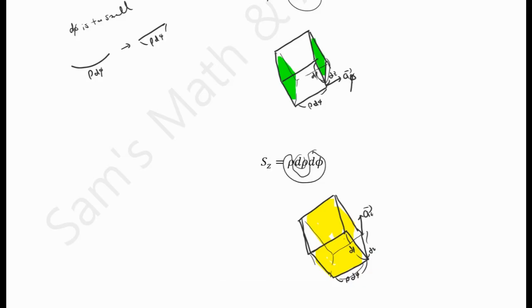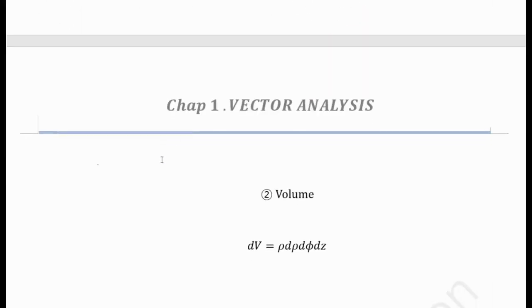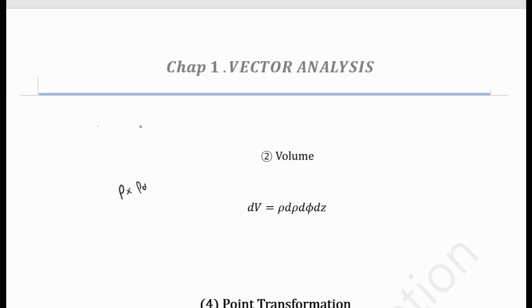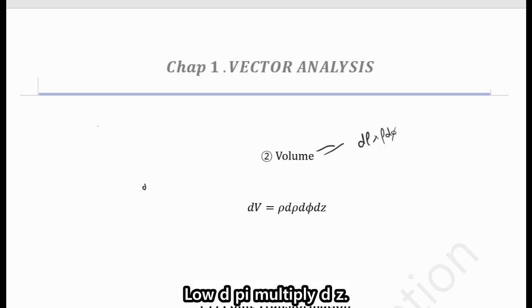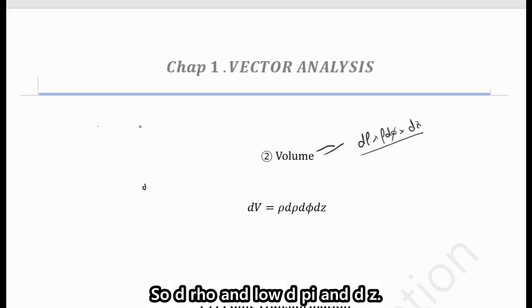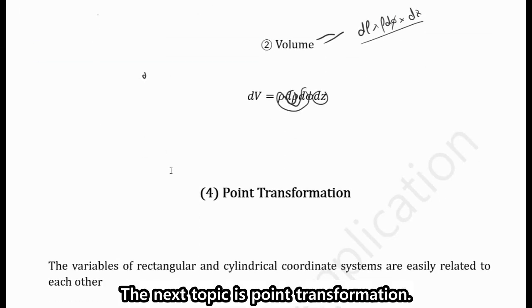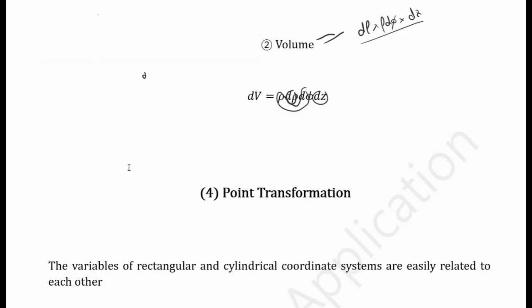This is the surface area, and the volume is d rho multiplied by rho d phi multiplied by dz. This is the volume. So d rho, rho d phi, and dz. This is the differential volume in cylindrical coordinates. So the next topic is point transformation.